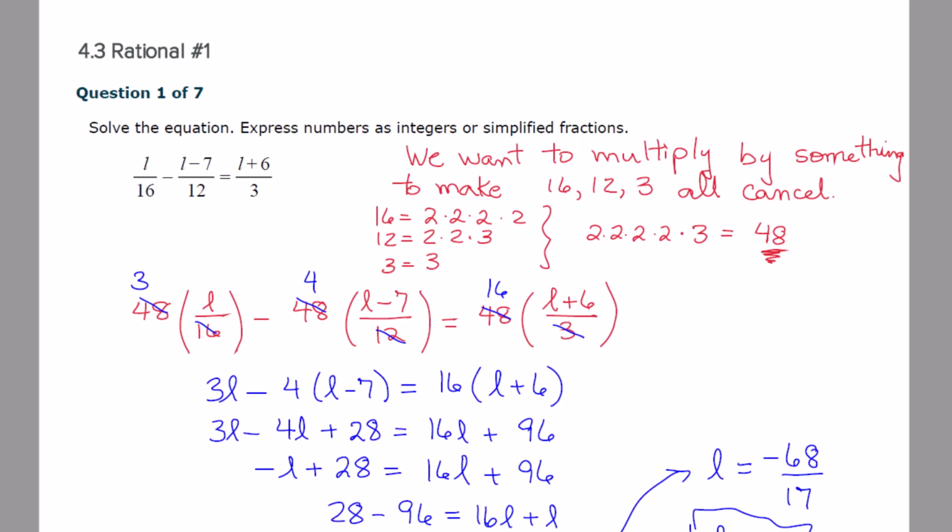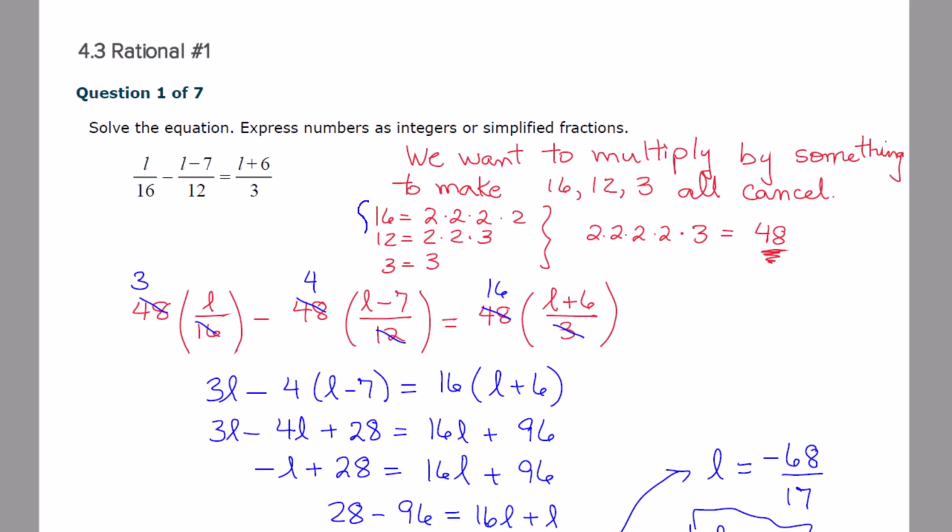All right, so our strategy in solving these is going to be to get rid of all the fraction parts. And I get rid of it by multiplying by something. Because if I multiply by the correct thing, 16 will cancel, 12 will cancel, and so will 3. So how do I find that thing? All right, well, here it is over here on the side.